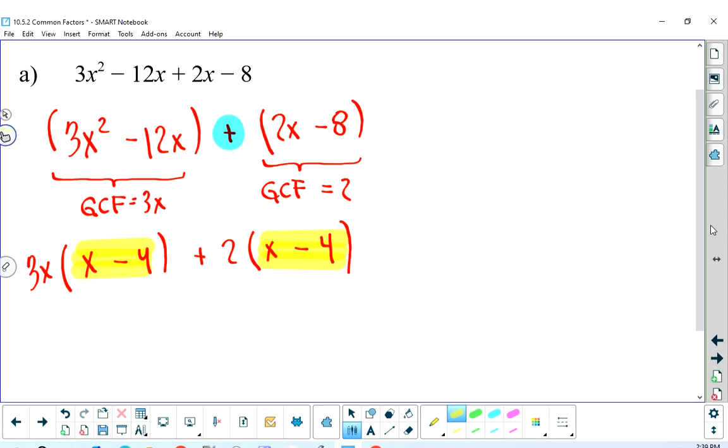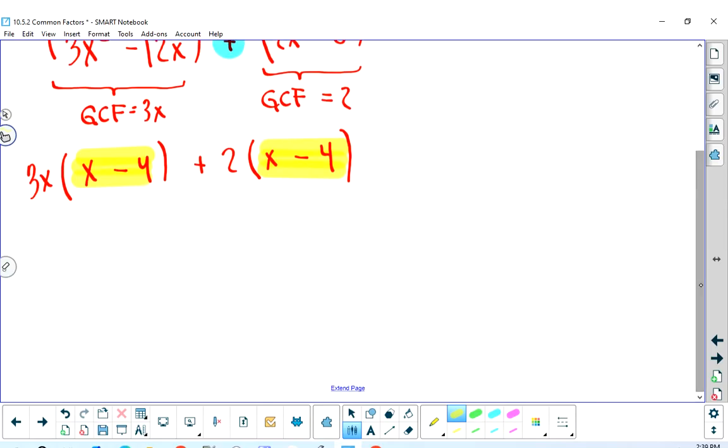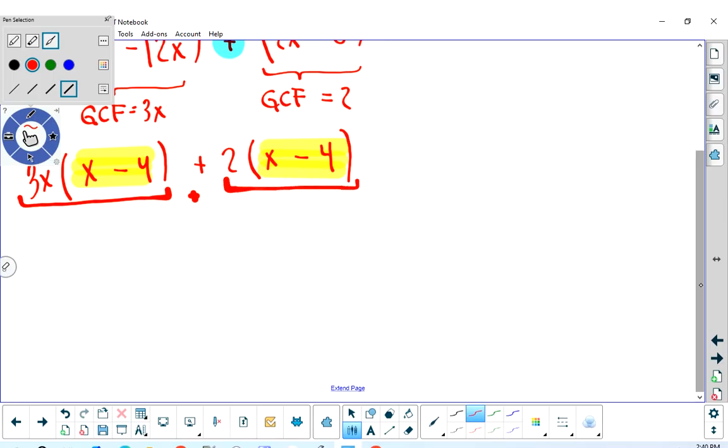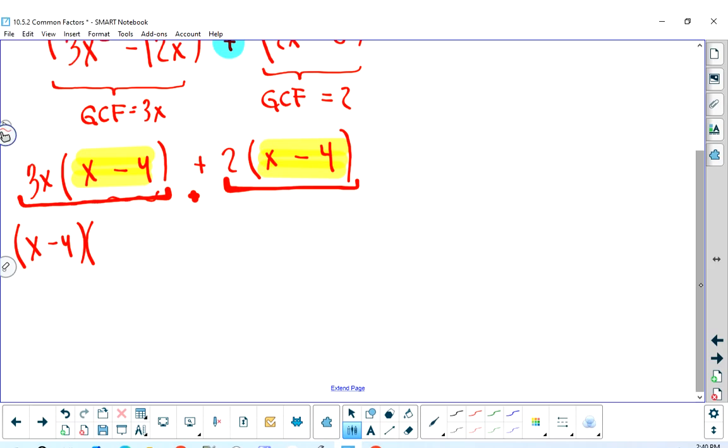It won't always work. And now what we do is we look at this as being one large term plus one large term. And we say to ourselves that there's an x minus 4 in each, so I can factor that out. And what do I have left out of this first term here? I have 3x. And what do I have left out of the second big term here? I have 2. And that's the answer.